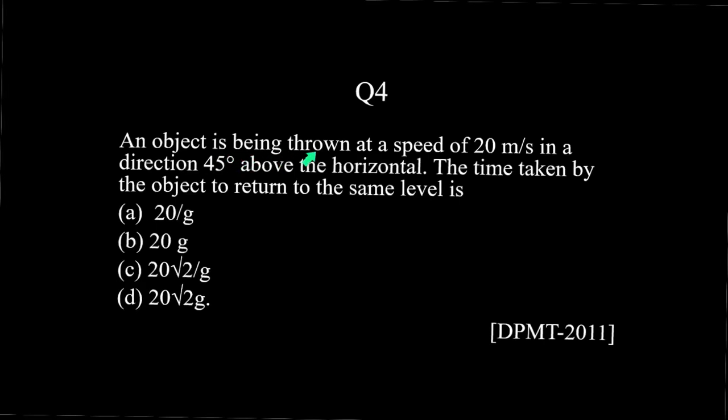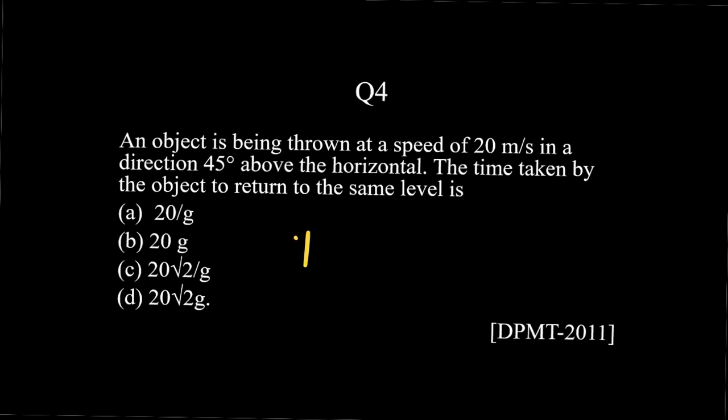An object is being thrown at a speed of 20 meters per second in a direction 45 degrees above the horizontal. The time taken by the object to return to the same level is.